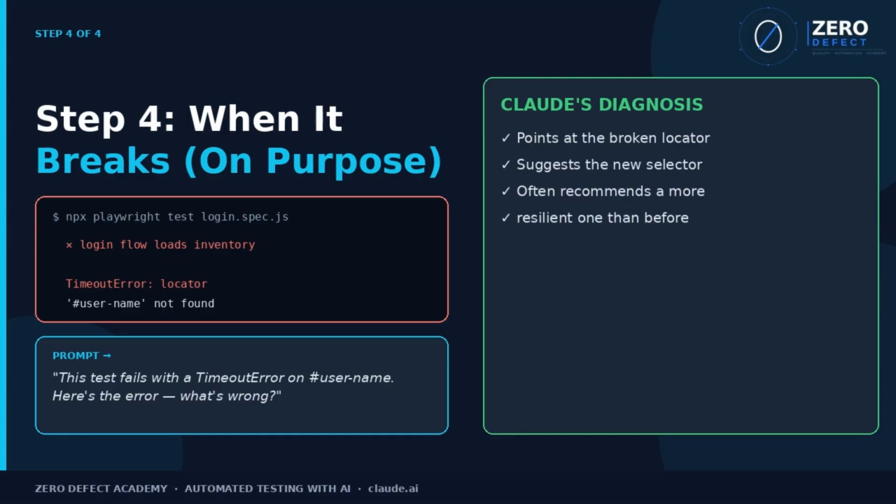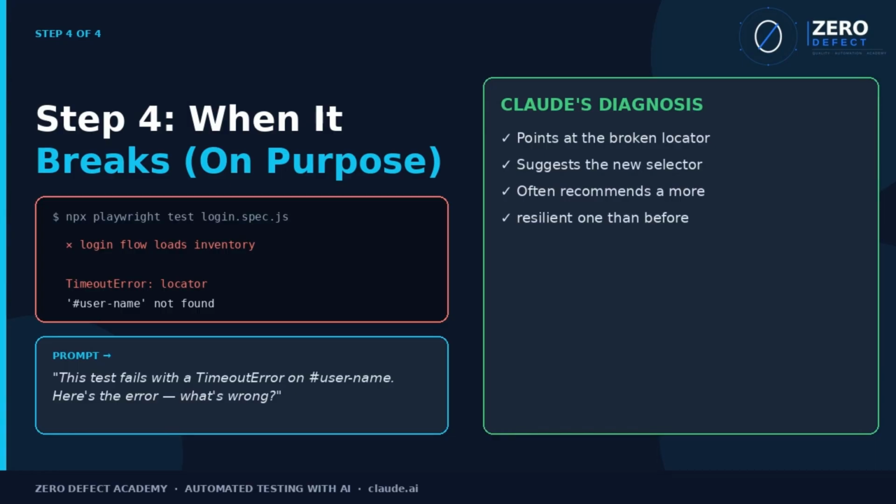What comes back is usually a clear diagnosis. Claude will tell you the locator is likely outdated, point out that the element may have been renamed. And this is the part I really want you to notice. It will often suggest a more resilient selector than the one you started with. For example, instead of relying on a specific ID that a developer might rename again next sprint, it might suggest targeting the field by its visible label or placeholder text, which is far less likely to change.